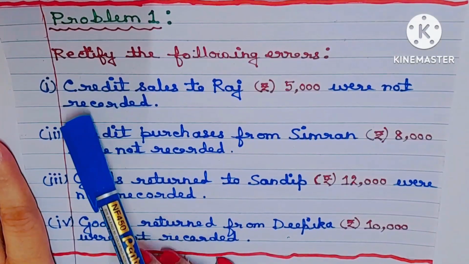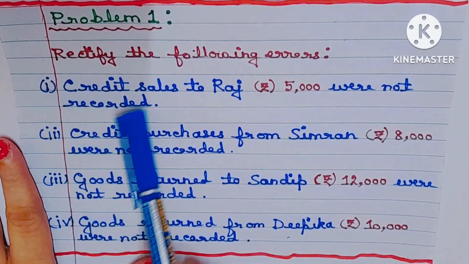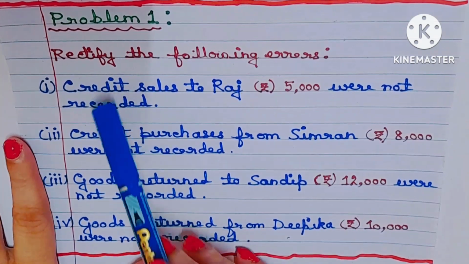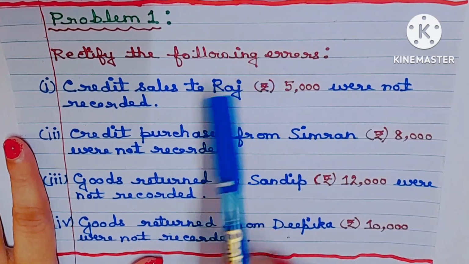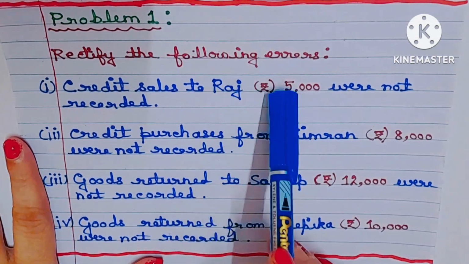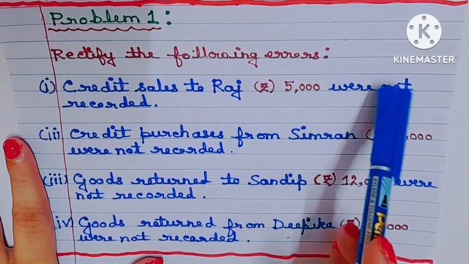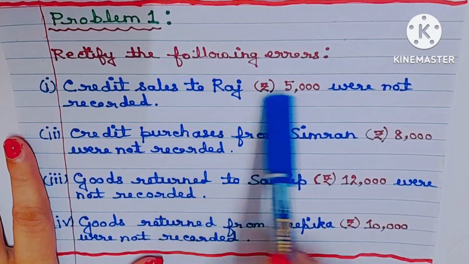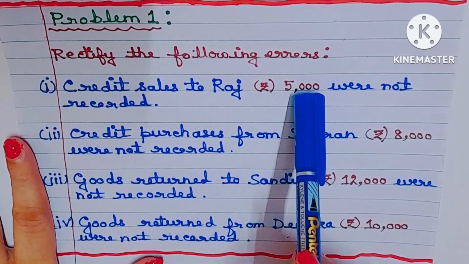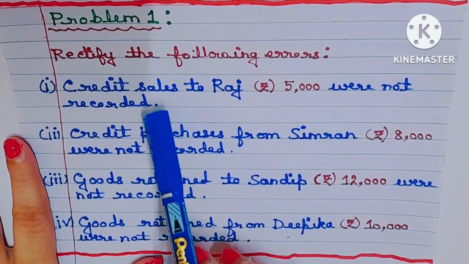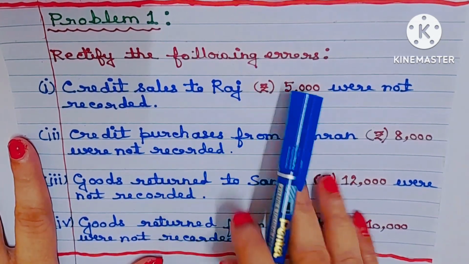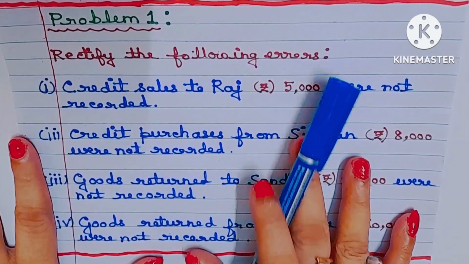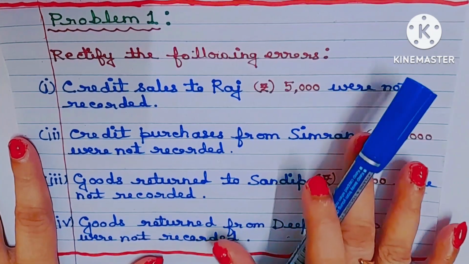Now let's see the first transaction. Number 1, credit sales to Raj, rupees 5000 were not recorded. This transaction has two parts. The first part is correct entry and the second part is wrong entry. Credit sales to Raj rupees 5000. Till here, this is the correct part. And which is the wrong part? Were not recorded. So this is the wrong part. And please remember, first of all, we have to do the workings and then we'll do it in fair. Okay, this is the technique.